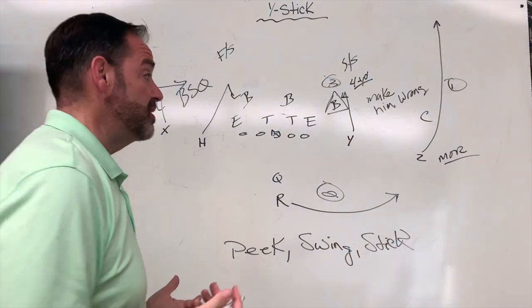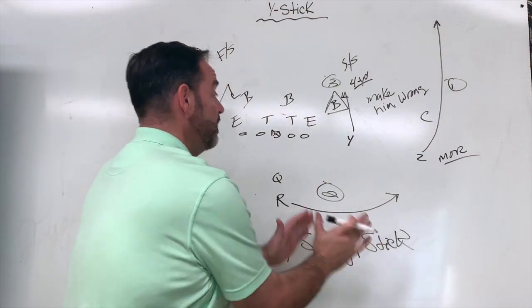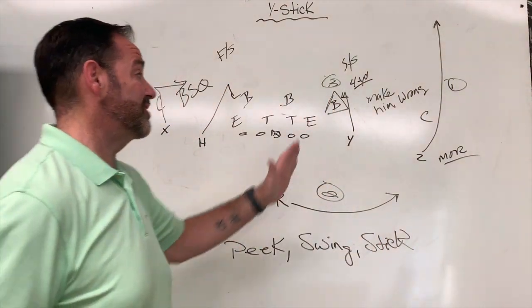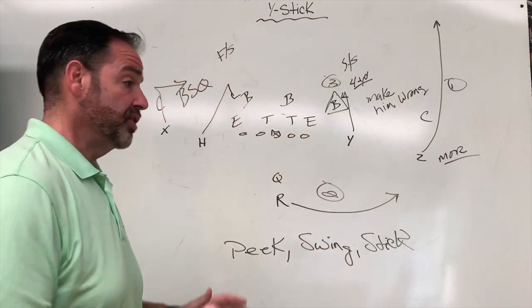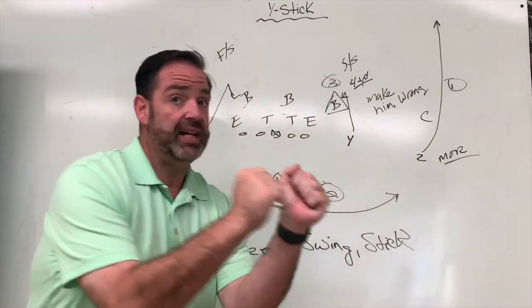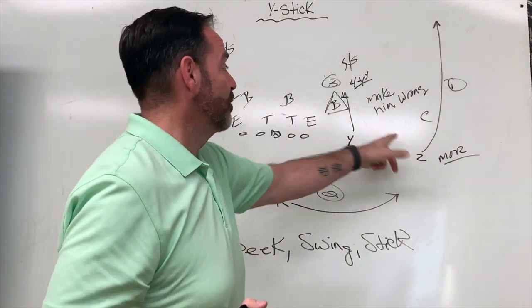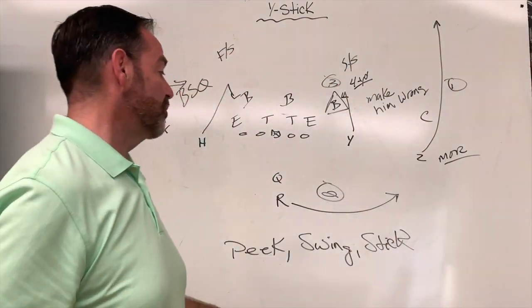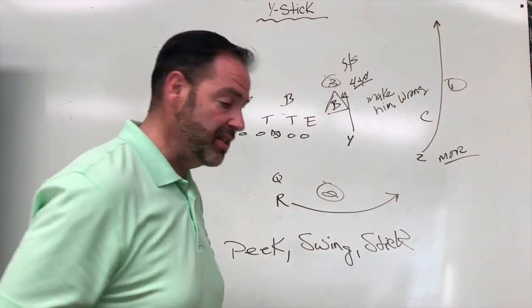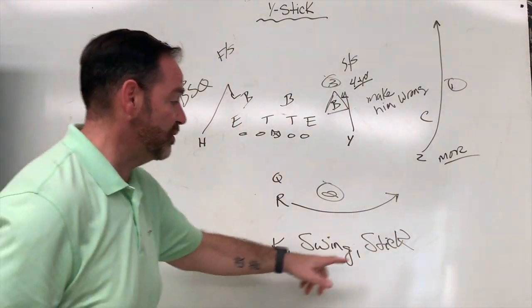And the reason why we do this is because we want the swing to give us the stick. I don't want the stick to give us the swing. So when that quarterback takes the ball and he turns his head at that swing, that's going to make this guy want to run. It's going to make this strong safety want to run. And then that's going to give us the stick route in there. So we want to go peek, swing, stick.